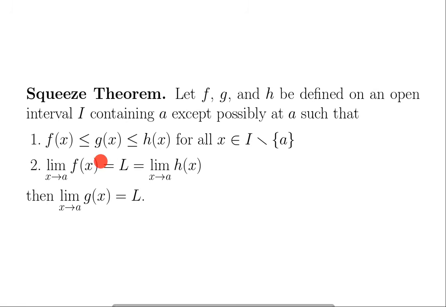Ngayon, after we get these two functions, we compute for their limits as x approaches a. Ito yung number 2. If their limits turn out to be equal, call this limit L, then because of the first assumption, they're actually squeezing g and forcing the limit of g to be equal to L as well. So we get the conclusion. So this is how I explain squeeze theorem. Try explaining it in your own words, and let's try some examples.